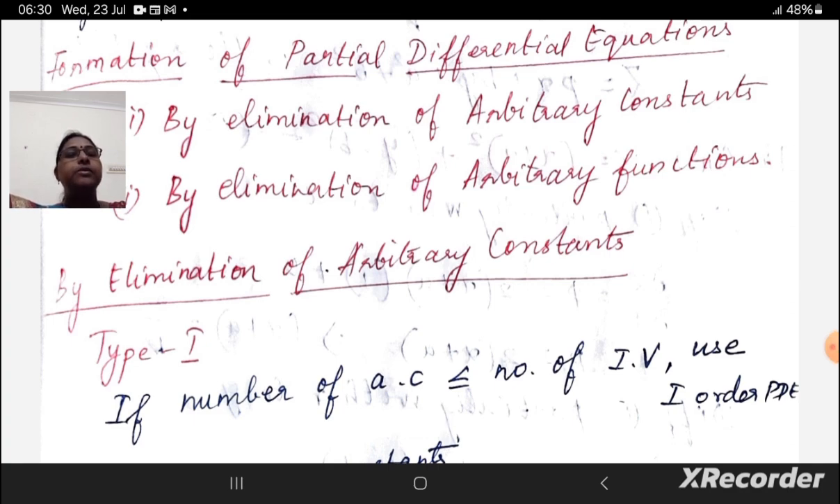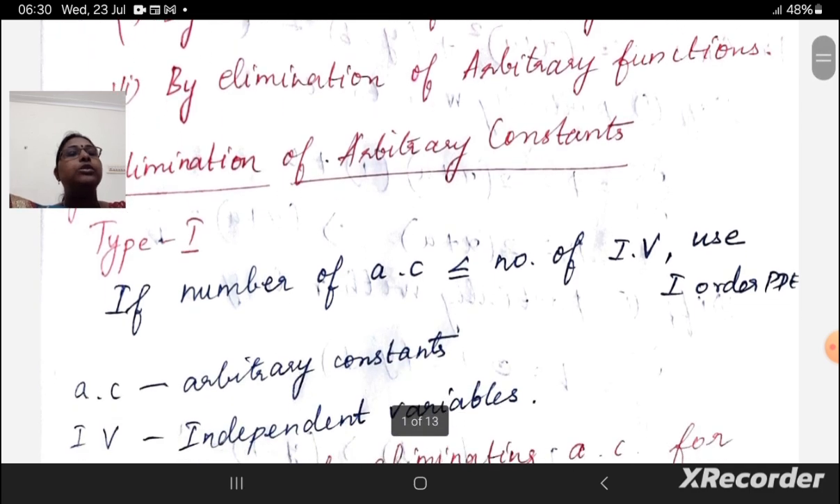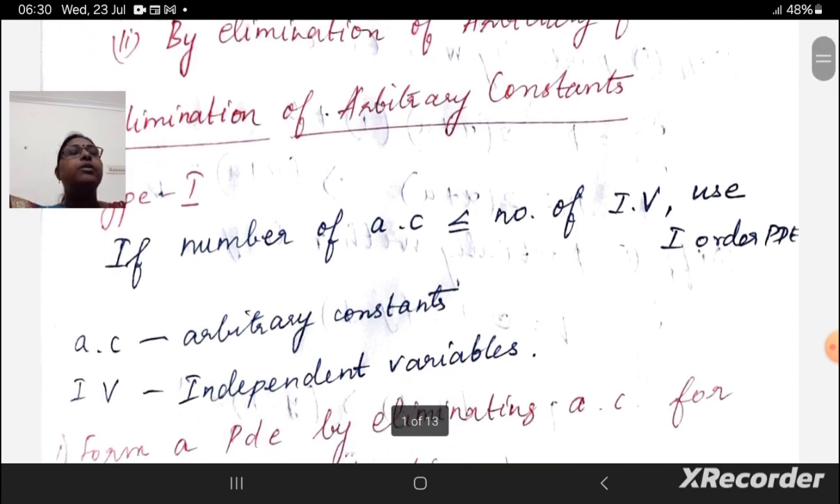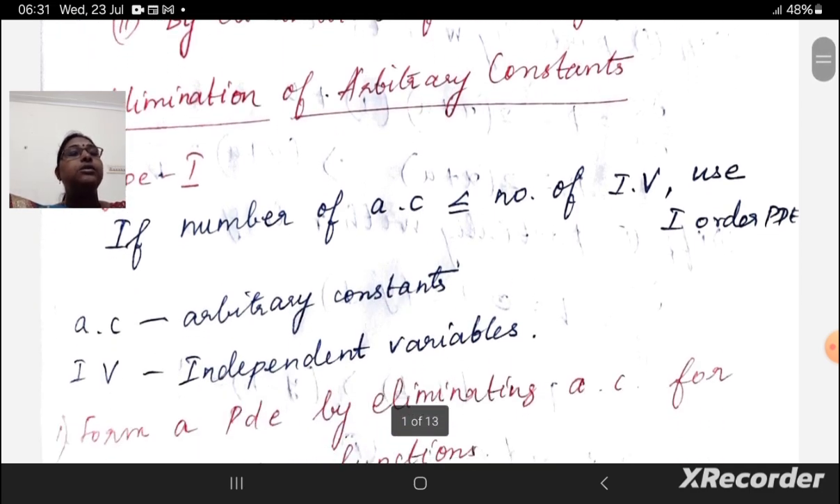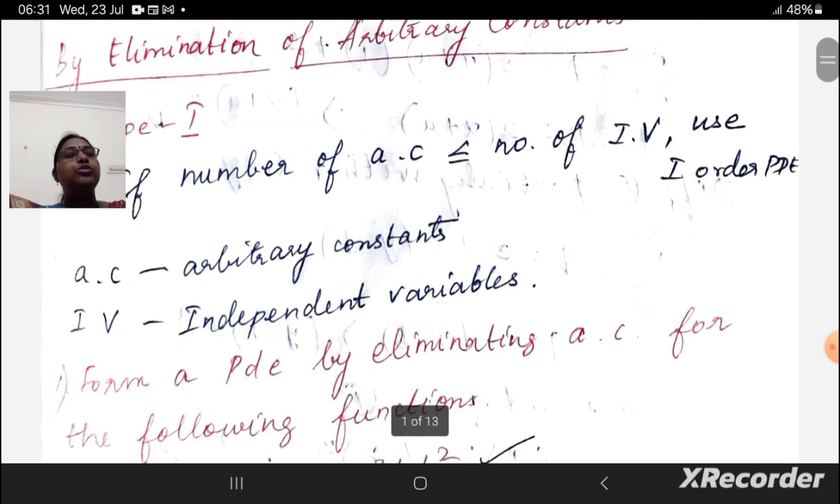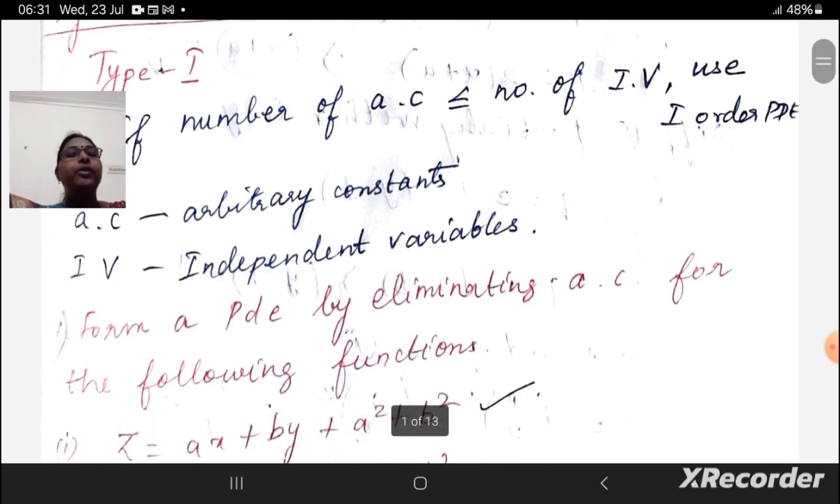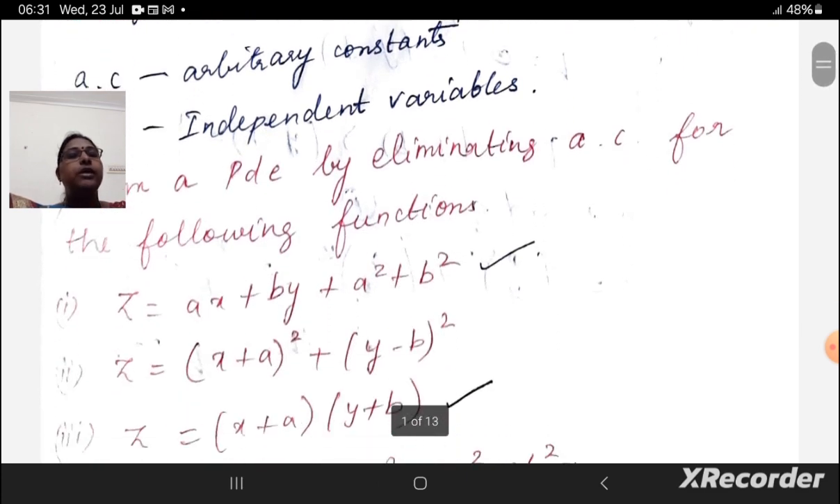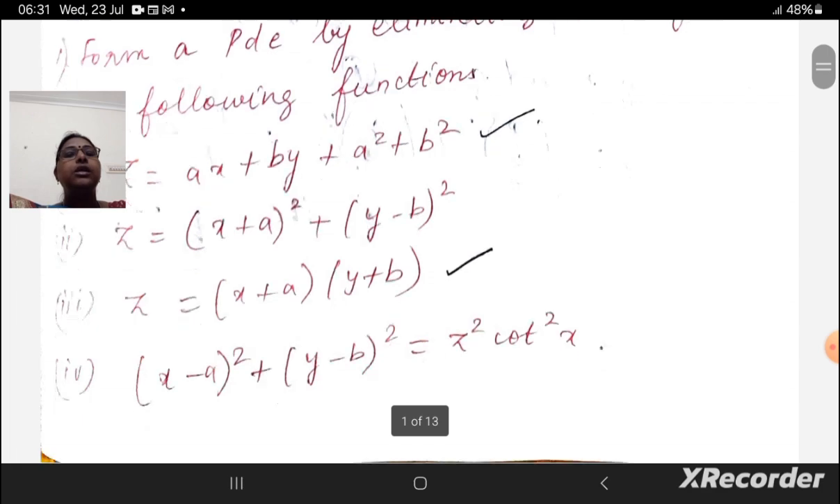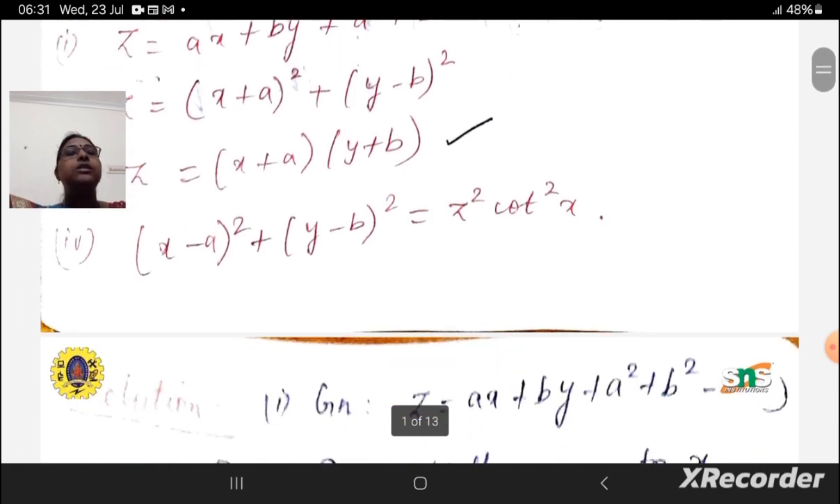The first type is when the number of arbitrary constants is less than or equal to the number of independent variables. If the arbitrary constants are equal to or fewer than the independent variables, you proceed with type 1. Based on this, by type 1 we can see some examples. So here we are going to discuss these examples.